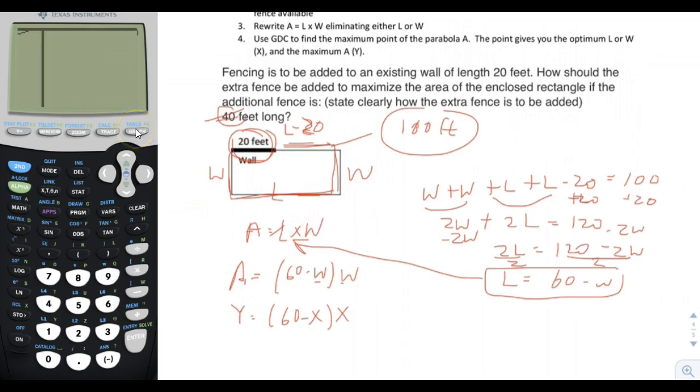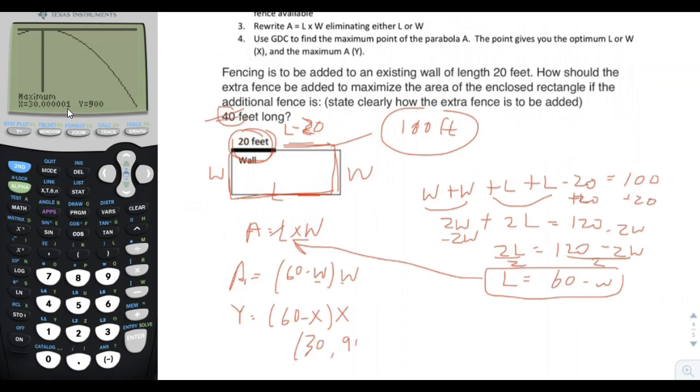And afterwards, for sure, we're going to have to do another zoom fit. There we go. There's the maximum, but we do need to do another zoom fit, so that we can get all the way to the top. Okay, there it is, somewhere there. Okay, so let's now figure out what the maximum is. We figure out the maximum by doing second calc, maximum, left, right, guess. There it is. X equals 30, Y equals 900.